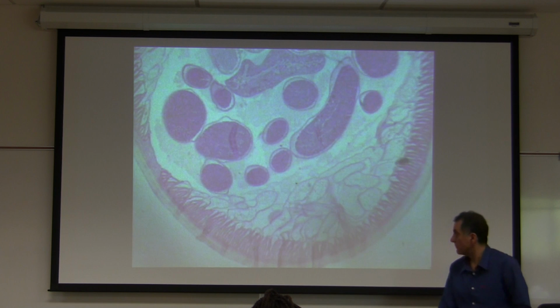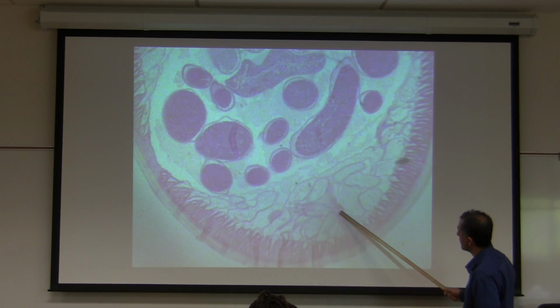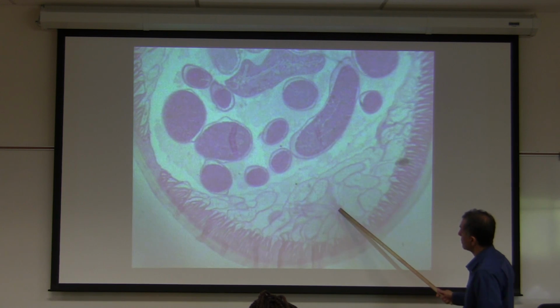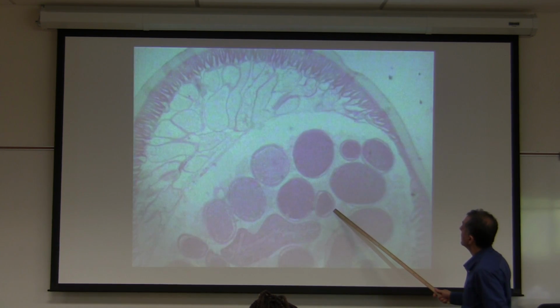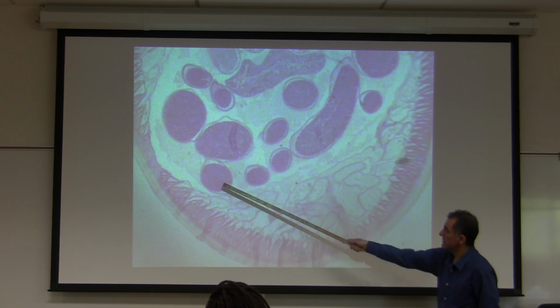This is from the same thing. I was hoping for a nerve cord. Maybe this would be the nerve cord right in this area. Yeah, I don't see the nerve cord up here, but right here, I have a good slide with nerve cord. But again, testes, clear.